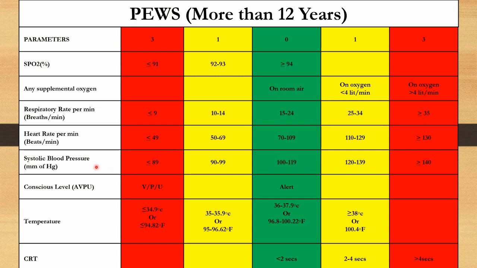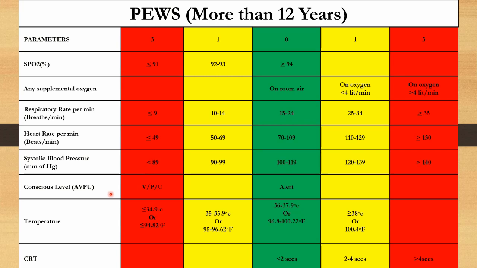Next one is systolic blood pressure. So if the systolic blood pressure is between 100 to 119, give a score of 0. If it is between 120 to 139, give a score of 1. If it is more than or equal to 140, then give a score of 3. On the other hand, if the systolic blood pressure is between 90 to 99, give a score of 1. If it is less than or equal to 89, then give a score of 3.